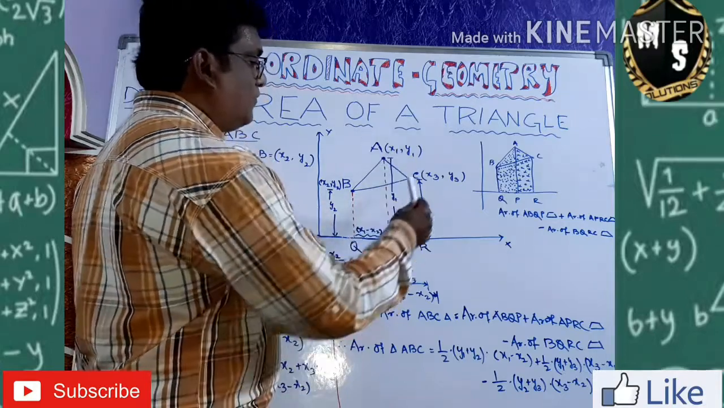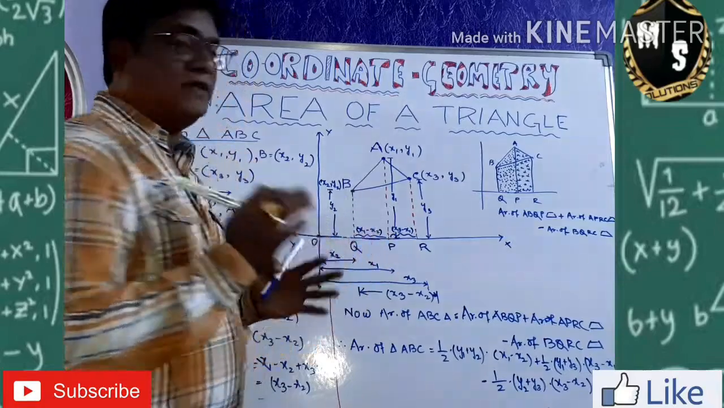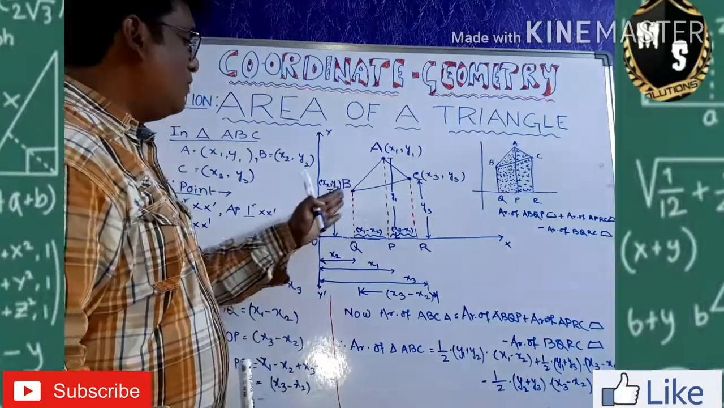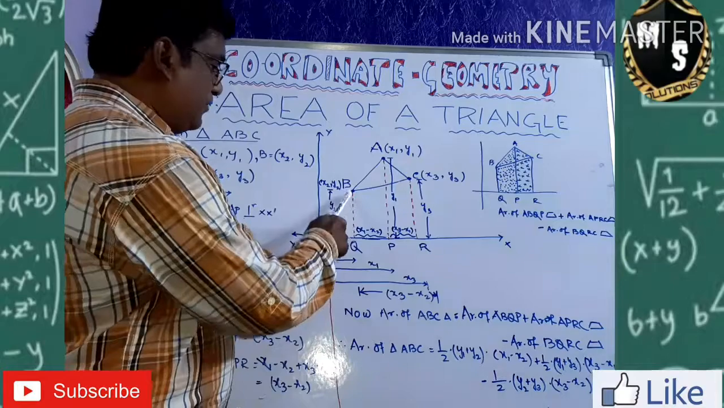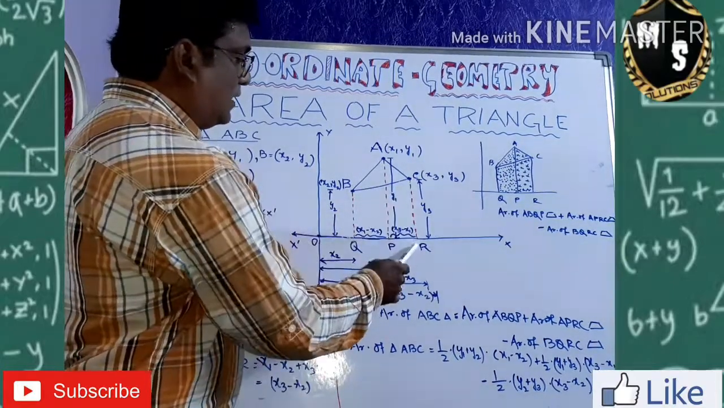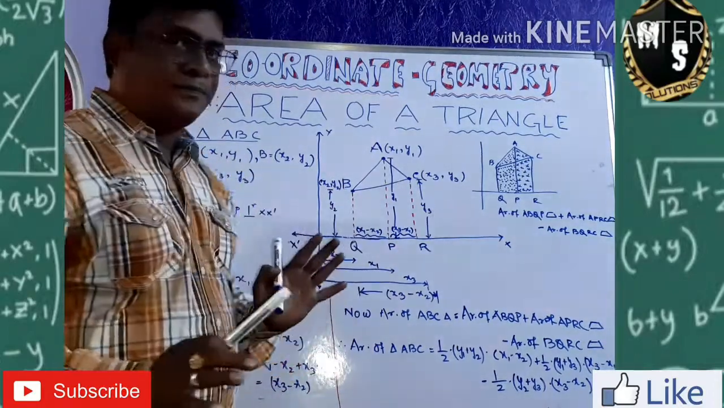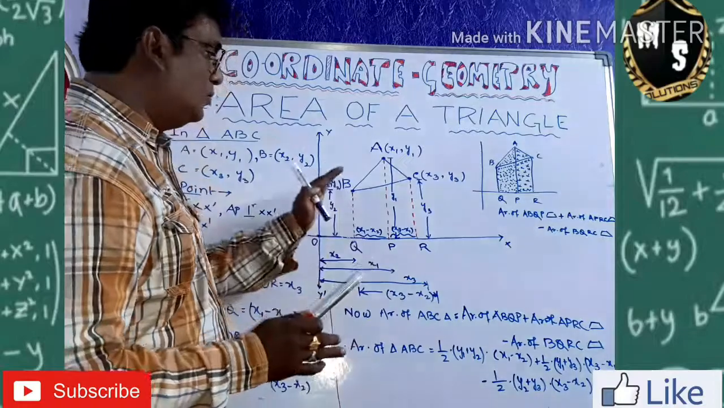Okay. Now from C to R. This is y3. So very straightforward measurements are there. y2, y1, y3. That is BQ is y2, A to P is y1, and C to R is y3. I hope you understood all the measurements I took now. Okay. Now what to do?